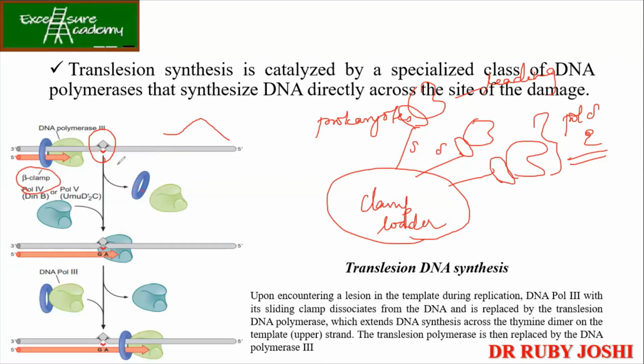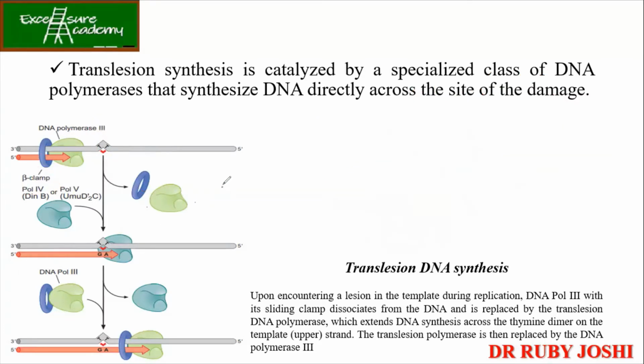Now you can see that there is a distortion, the damage is there, and because of this damage, the beta clamp and the DNA Pol 3 are getting dissociated, okay. They are now getting replaced by the translesion DNA polymerases. So they are also known as Pol 4, Pol 5, DinB, UmuD2C. D2 means there are 2 subunits. Okay. So these are your translesion DNA polymerases.